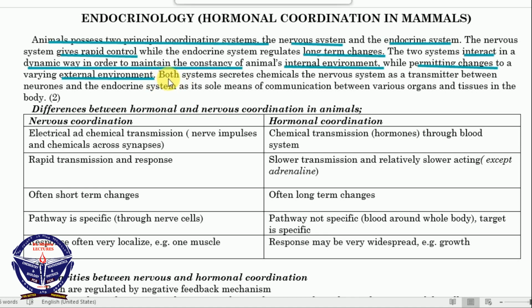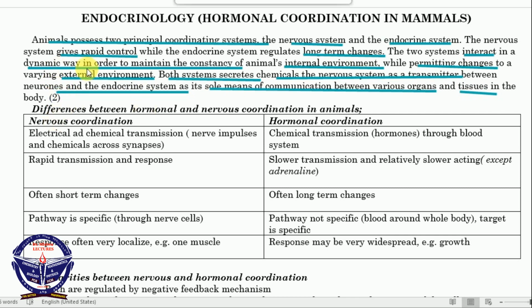Now, what we are saying is that both systems secrete chemicals. The nervous system secretes them as transmitters between the neurons, and the endocrine system as its sole means of communication between various organs and tissues in the body.